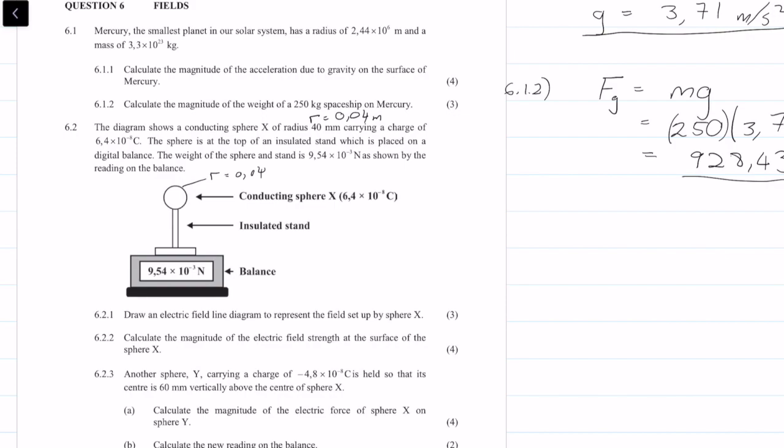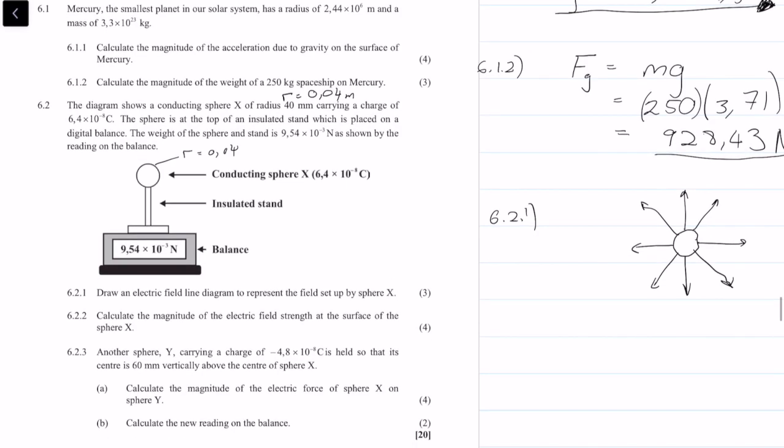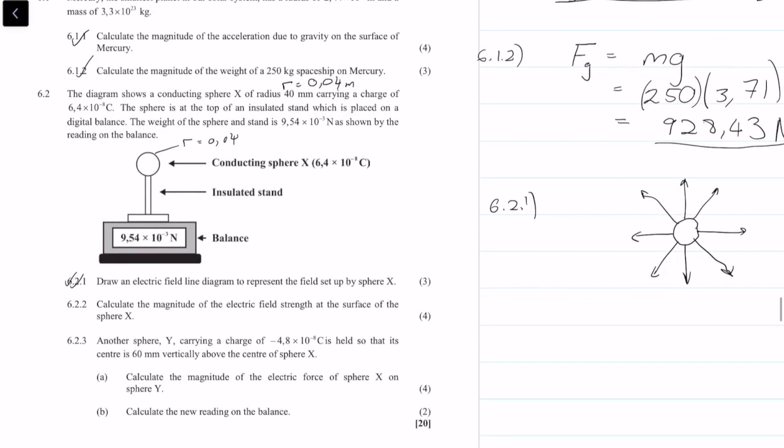The first question, 6.2.1, says draw an electric field line diagram to represent the field set up by the sphere. So the most important thing here is the direction. Here we have a sphere X, and it's got a positive charge, so the arrows are going to point outwards. So we have something like that, and that's about all we need to do. And there we get our beautiful 3 marks. And here we got those marks as well. Cool stuff.